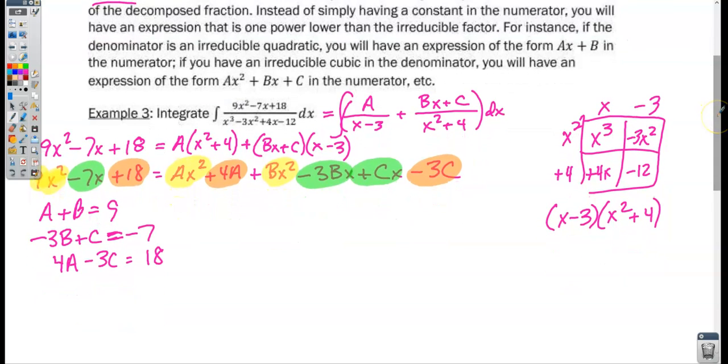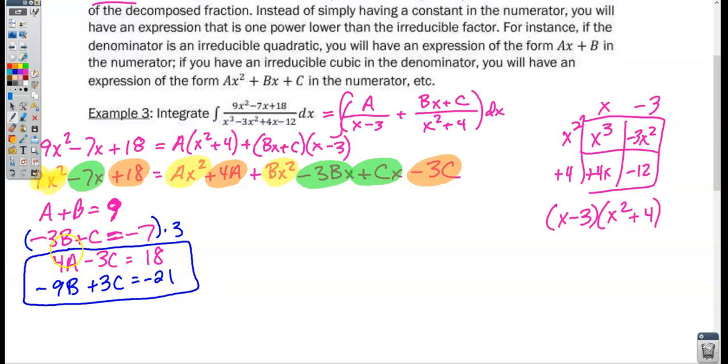So what I'm going to do is combine 2 of these equations to eliminate the missing variable from the other one. So I'm going to leave this equation alone, the a plus b equals 9, and I'm going to combine these bottom 2 equations to eliminate the c. So I'll multiply this by 3, gives me negative 9b plus 3c equals negative 21. And then when I add these 2 equations together, I get 4a minus 9b equals negative 3. Okay, notice we eliminated the c, but we added another variable into both of those equations.